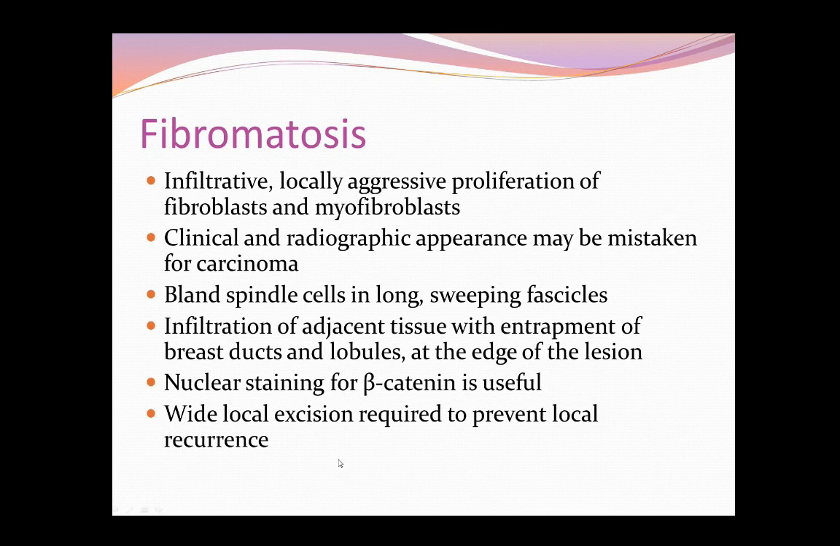Microscopically, it shows bland spindle cells in broad sweeping fascicles that infiltrate the adjacent tissue, and it surrounds and entraps the mammary ducts and lobules at the edge of the lesion. Most important is nuclear staining of beta-catenin, and these lesions should undergo wide local excision to prevent local recurrences because of their markedly infiltrative pattern.